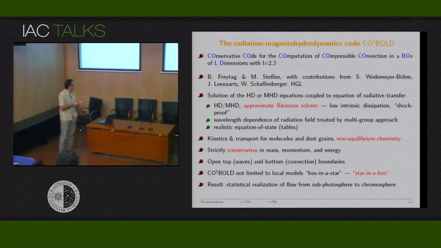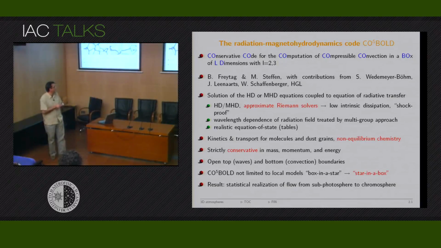In the latest years, we implemented further physics in the code, depending on the problems we were interested in, related to the kinetics and transport of molecules and dust grains, describing for example the non-equilibrium chemistry of CO in the solar photosphere and chromosphere, or the dynamical effects on the ionization of hydrogen in the solar chromosphere, or, of which I show some examples later on, the formation of dust grains in brown dwarf, very cool stellar atmospheres. The code stands out by its very good conservative properties: it is strictly conservative, up to numerical round-off errors, in mass, momentum, and energy.